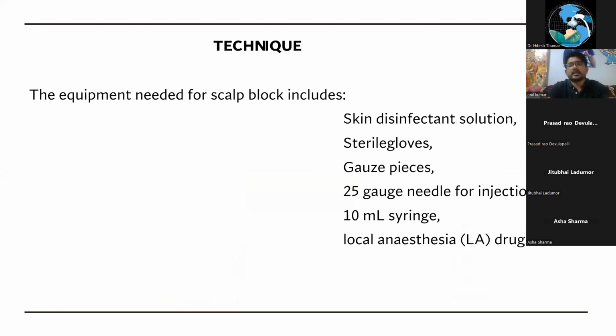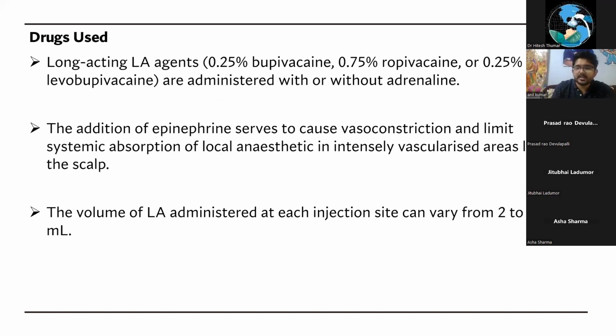So coming to the technique. In the technique we use for scalp block, we first disinfect the scalp. We have to use sterile gloves and gauze pieces. We require a 10 ml syringe and local anesthetic drugs. Generally, we use local anesthetic drugs including 0.25% bupivacaine or 0.75% ropivacaine. Mostly I use 0.75% ropivacaine here for a long-acting purpose.